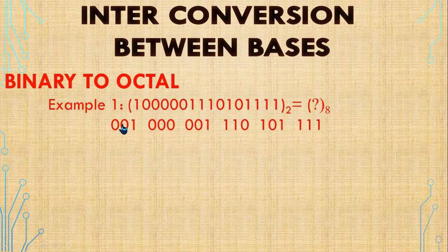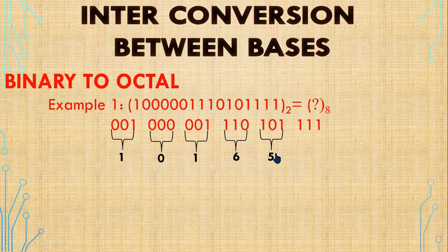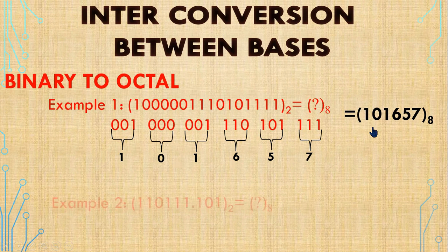Now, converting this number in octal, what will it give us? If you convert this number in octal, it will give us 1. This gives us 0. This gives us 1. This gives us 6. This gives us 5. And this in octal gives us 7. Therefore, from binary to octal is a combination of all of this, as you can see here: 1.100101657 in base 8.